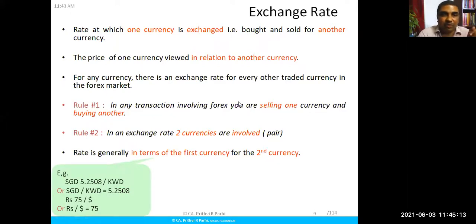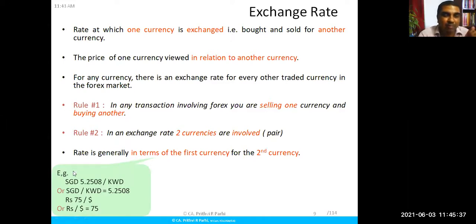Yes, friends. So what we are discussing right now: first of all, rule one we have learned, in every transaction involving foreign exchange, we are buying one currency and selling one currency. And in any transaction, two currencies are definitely involved. These two currencies are called a pair. Okay. And normally, rate is expressed in terms of the first currency for the second currency.